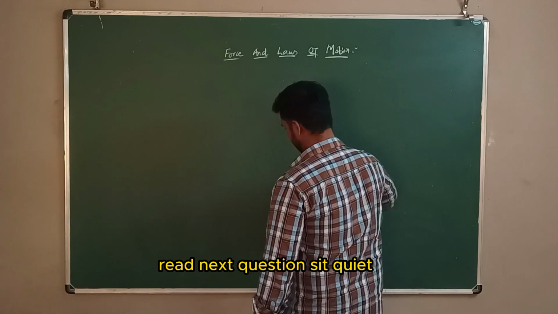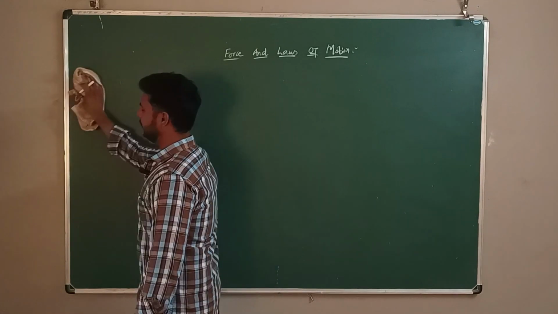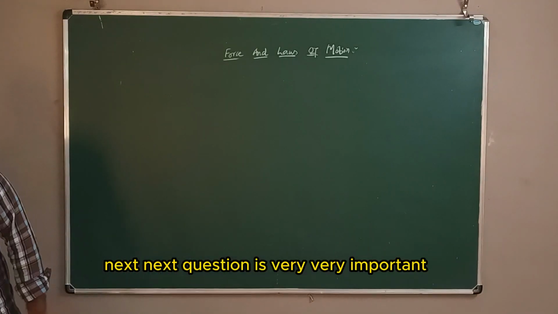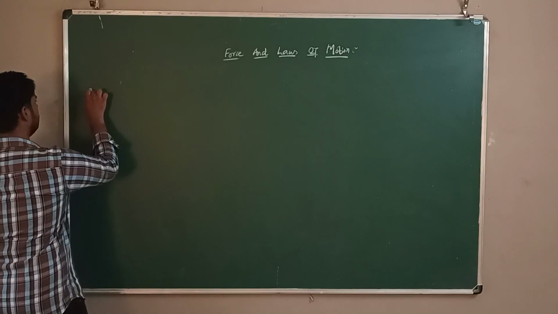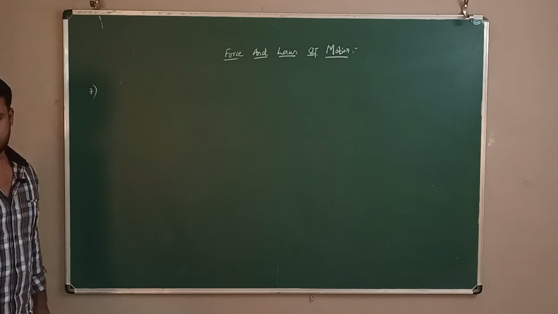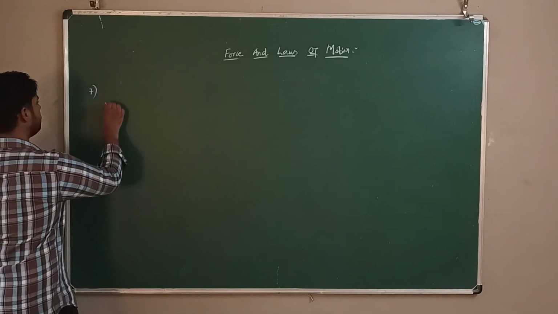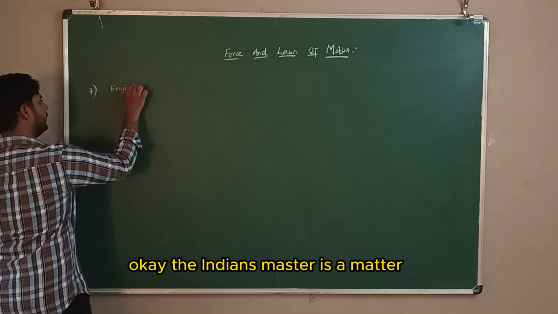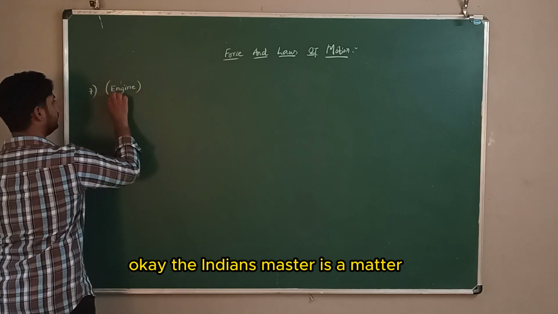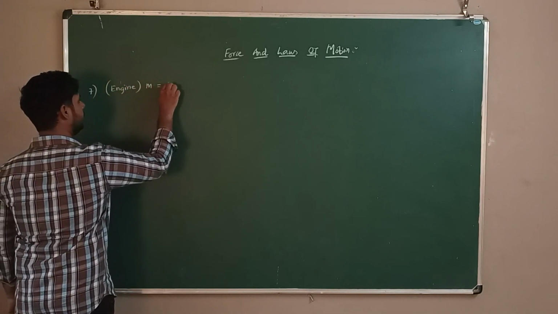Read next question. Sit quiet. The next question is very, very important and a little bit lengthy. Try to understand that. Okay, read. An 8,000 kg engine gives a train of 500. See here, the engine's mass is how much? 8,000.